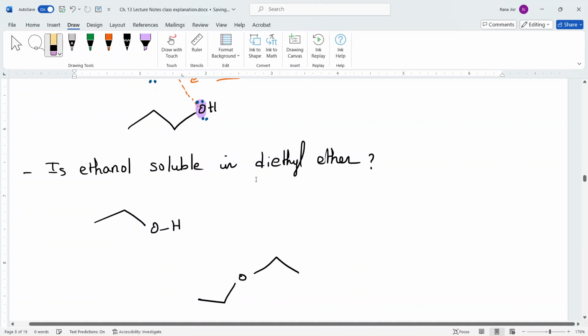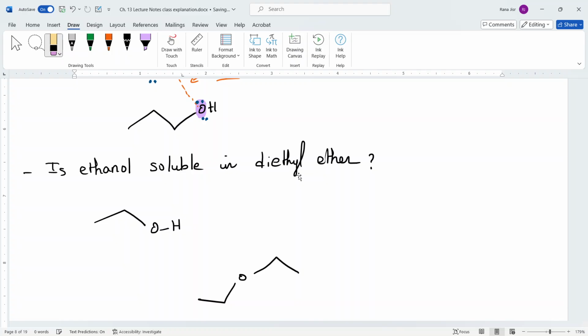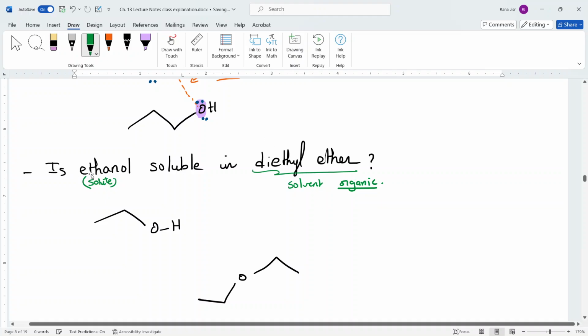Now, is ethanol soluble in diethyl ether? We have to differentiate between a water solvent and an organic solvent. So what I have here is my ethanol, which is the solute, and my solvent here, which is organic. Now, before, in the condition when we said that my alcohol has to be 5 carbons or less, this is to dissolve only in water. Whenever I have an organic solvent like diethyl ether, I don't care about the number of carbons in there.